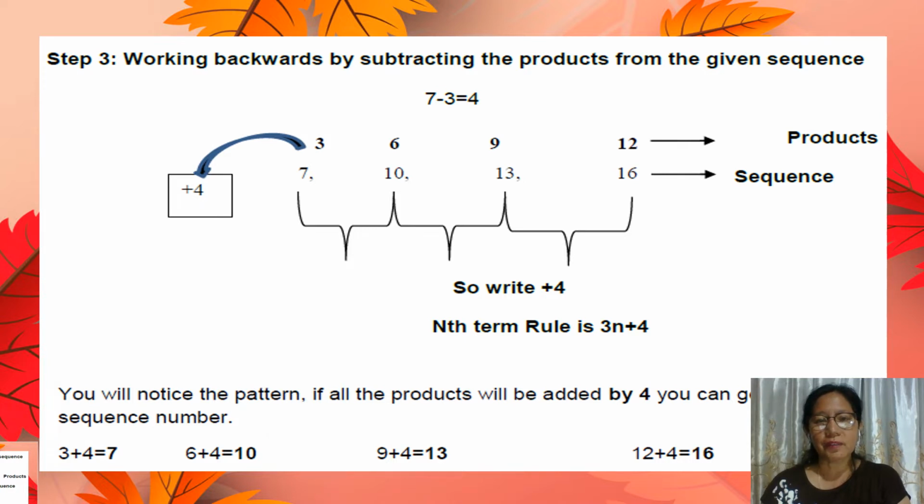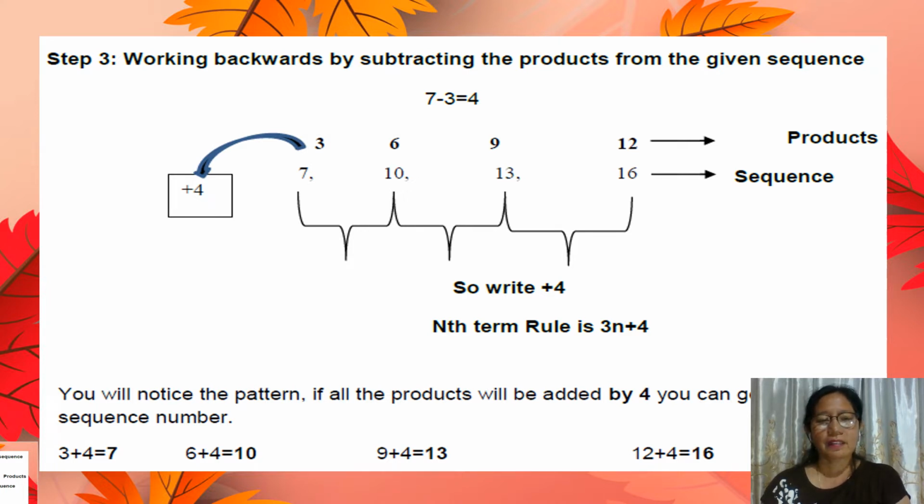So this time we're going to write plus 4. Before we have the 3n, and we're going to add plus 4. So our nth term rule this time is 3n plus 4. So this is now the pattern. If all the products are added by 4, we can get the given sequence numbers.